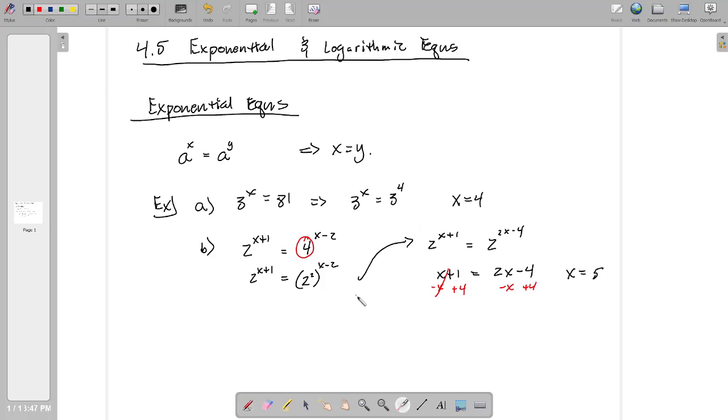Now we can check to make sure that our answer is correct. It will be correct, but I want to check anyway, just for practice. If we take our 5, plug it in for x, we get 2 to the 6th power. If we take our 5, we plug it in for x, we get 4 to the 3rd power. 4 to the 3rd power is 64. 2 to the 6th power is also 64.